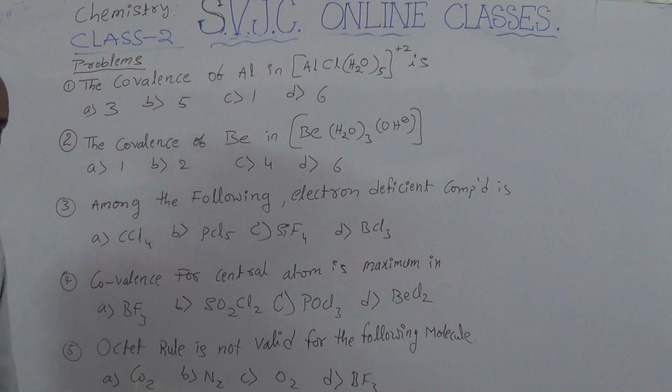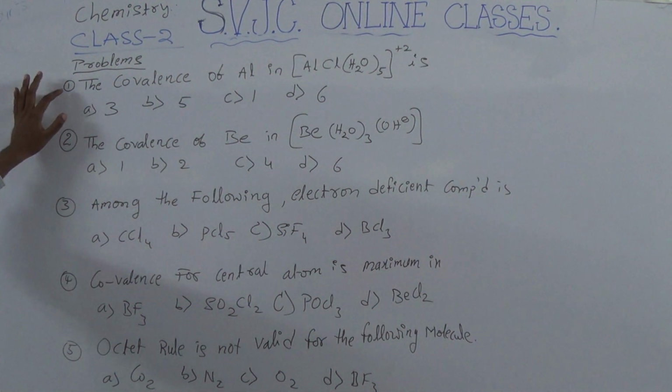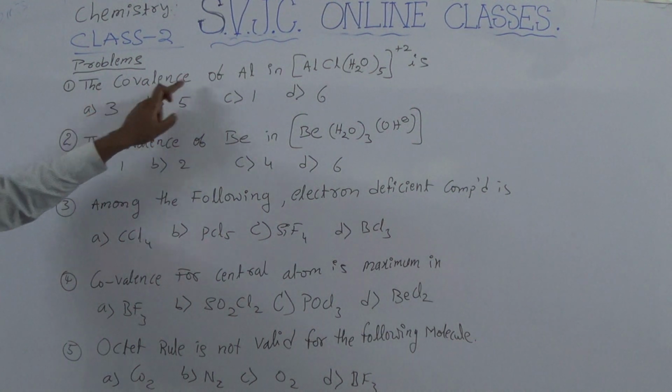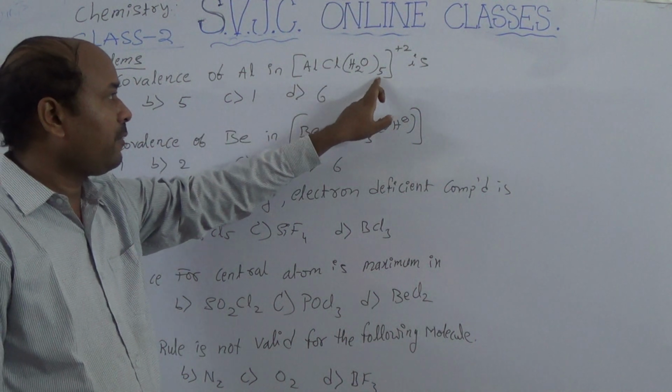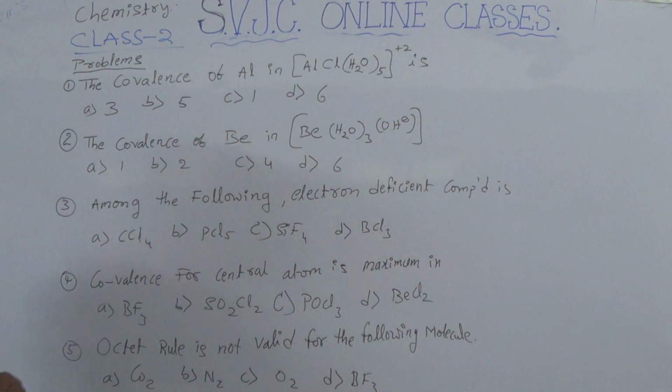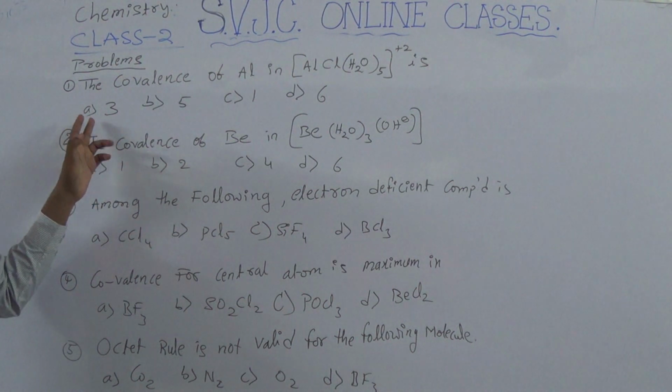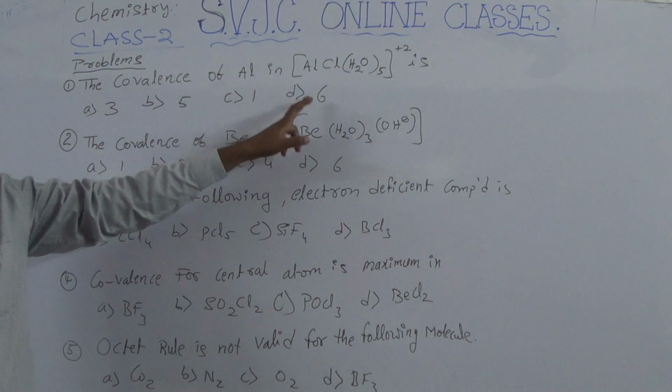Yesterday's class related problems. In yesterday's class we discussed the Kossel-Lewis theory, the Lewis dot structure, and the limitations of the octet rule. Okay. Now the first question: the covalency of aluminium in [AlCl(H2O)5]2+ is? The options are 3, 5, 1, 6.